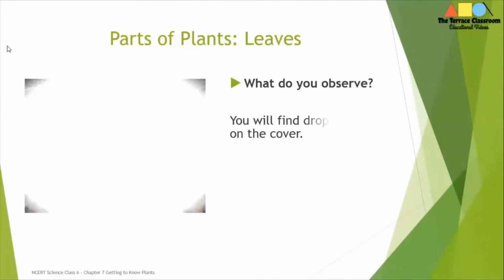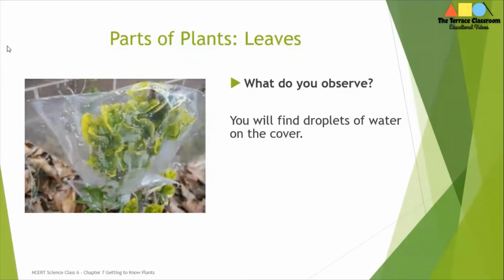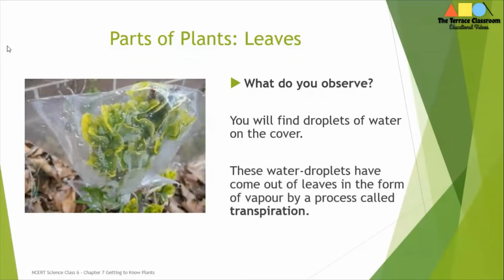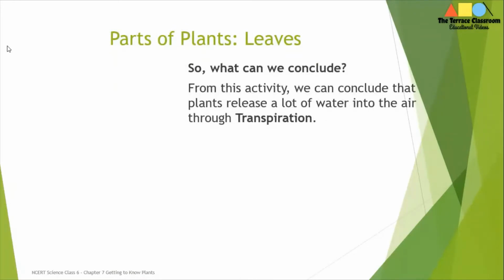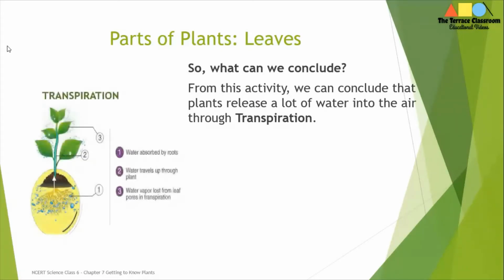What do you observe? You will find droplets of water on the cover. These water droplets have come out of the leaves in the form of water vapor by a process called transpiration. So what can we conclude? From this activity, we can conclude that plants release a lot of water into the air through transpiration.